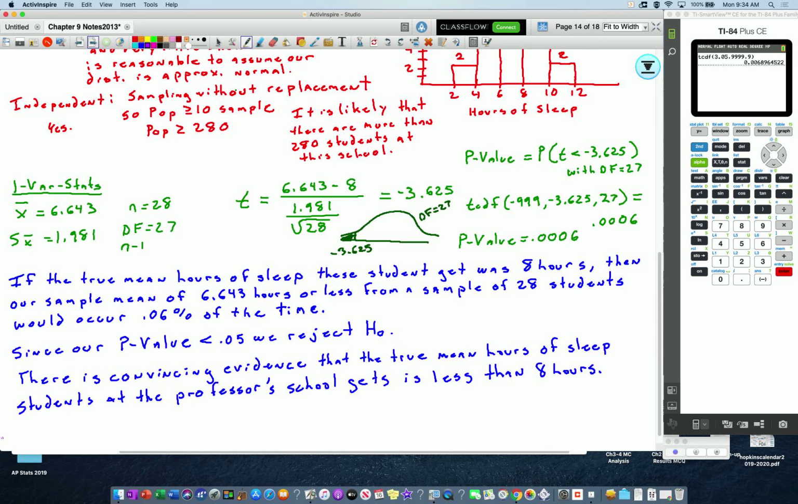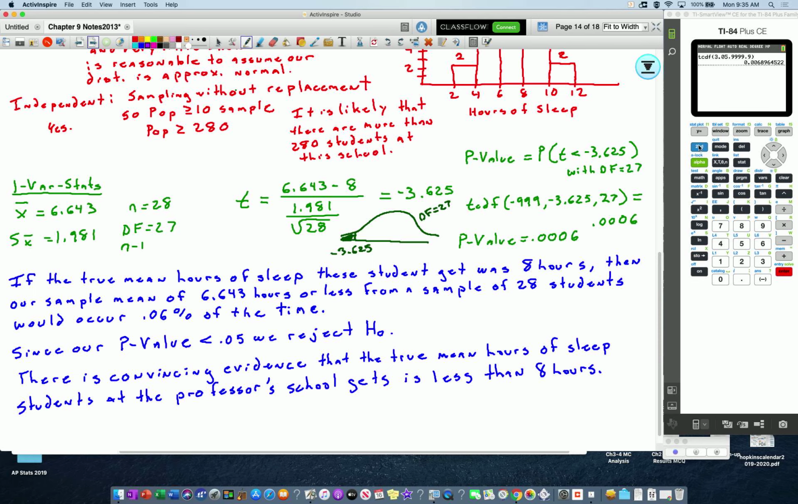Okay. So now, calculate out that t-statistic: my sample minus the mean divided by the standard deviation. It gives me a t-score of negative 3.625 standard deviations to the left of the mean. So I'm looking for this tiny little bit of area. Degrees of freedom is 27. Okay? So my p-value, I'm looking at t being less than that t statistic. So tcdf from negative infinity to its value, degrees of freedom 27.